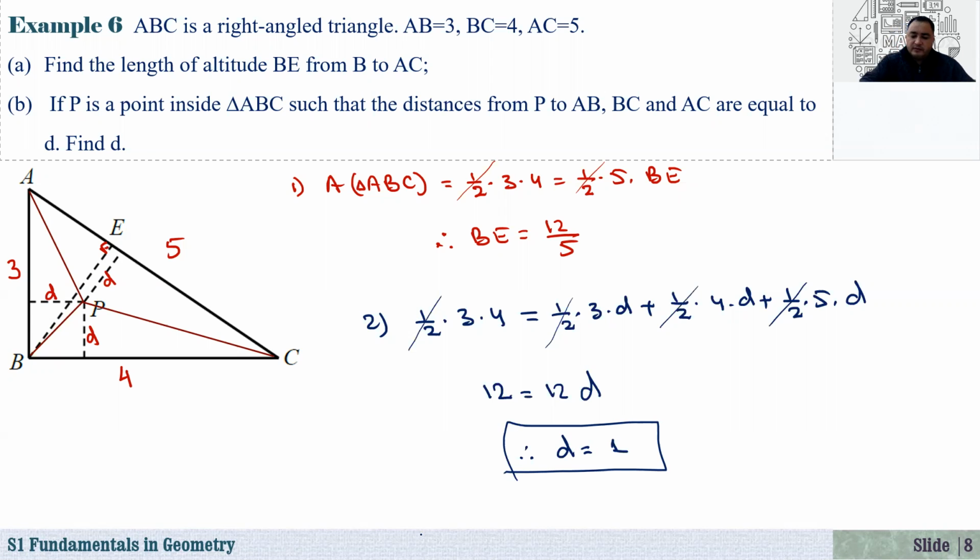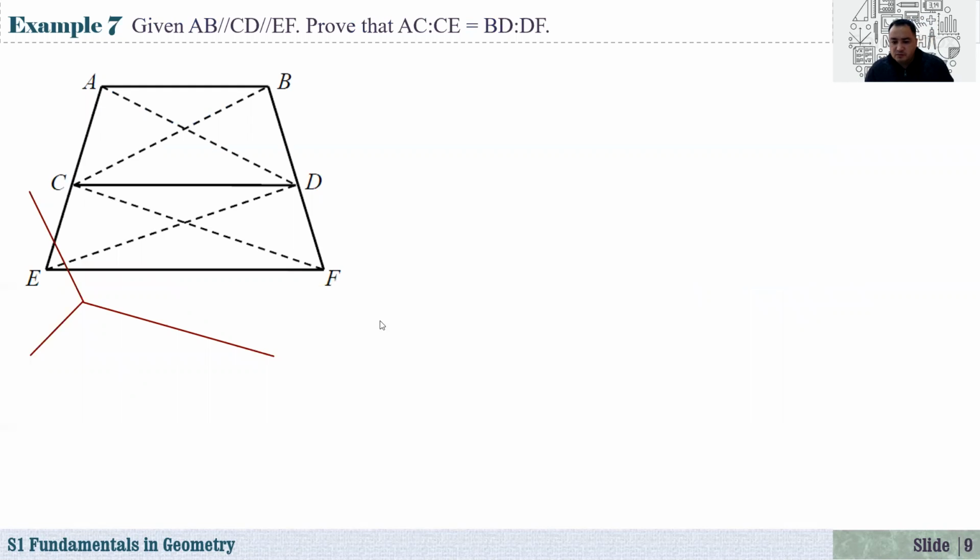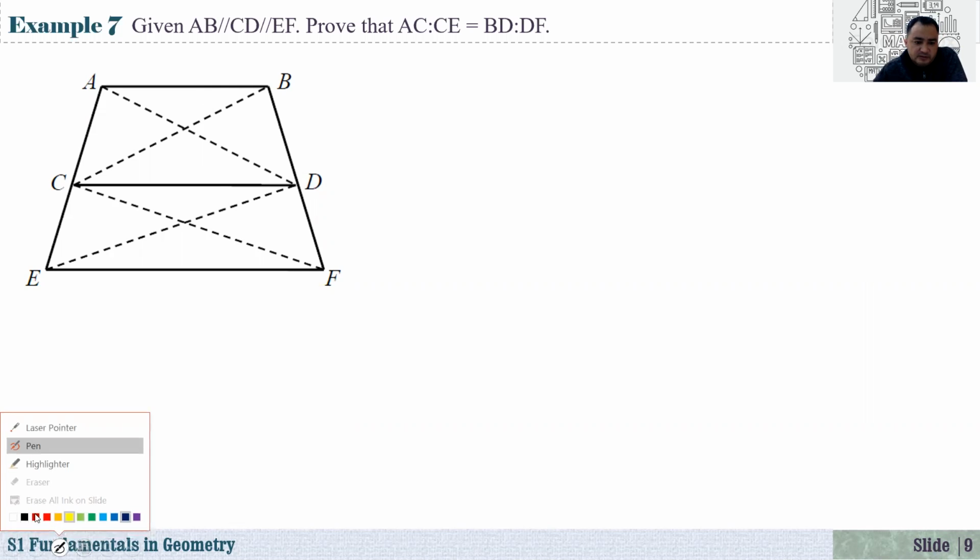All right, now we'll have the last example. After that, we will solve questions from the exercise. Okay, let me just clear the board. So in this example, given that AB is parallel to CD is parallel to EF. So these 3 lines are parallel to each other. Maybe I should use a different color so we can see this much clearer. So this line is parallel to this line is parallel to this line.